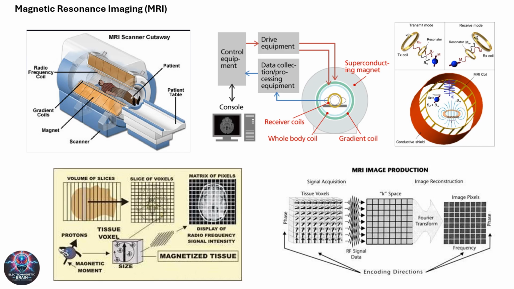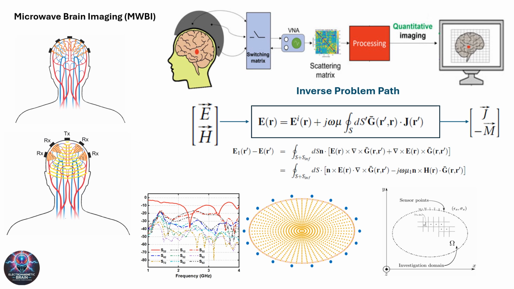MRI's ability to safely capture high-resolution images of delicate tissues, without ionizing radiation, is what makes it indispensable in fields like neurology, oncology, and pediatrics. Next, we have microwave brain imaging, a cutting-edge technology that uses microwaves in the gigahertz frequency range. Unlike MRI, as depicted in the slide's top left illustrations, microwave brain imaging is portable, cost-effective, and ideal for use in out-of-hospital environments. Let's explore how it works.